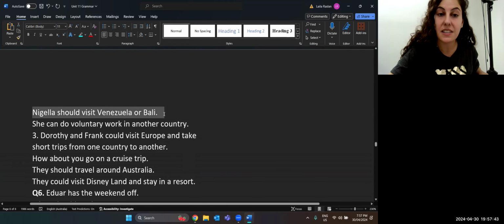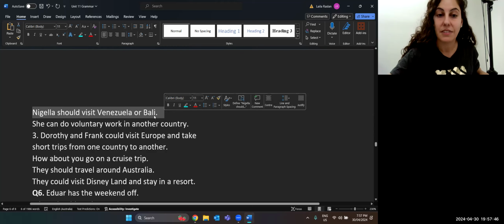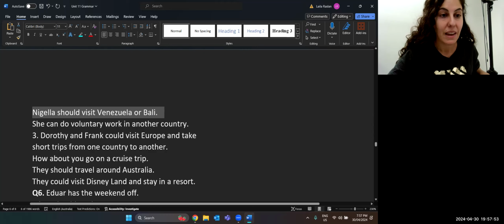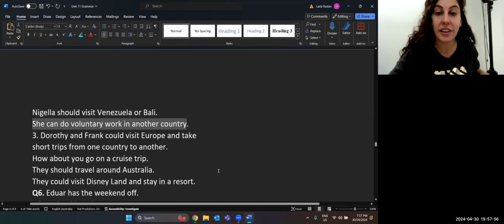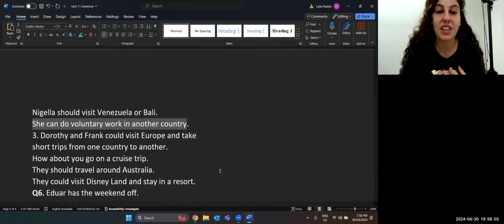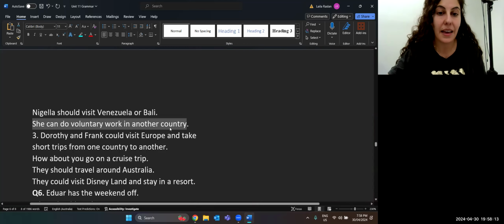She should visit Venezuela or Bali. Okay, really good countries. Bali, really close to Australia. It's very cheap as well. She can do volunteer work in another country. So volunteer work, that's where she gives her time for free. She doesn't get paid, and she can maybe stay with someone. So she doesn't have to pay accommodation. So she can work maybe on a farm or in a restaurant, and they can maybe give her a place to stay.